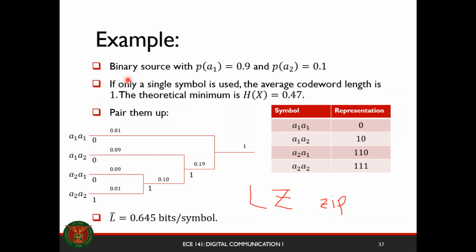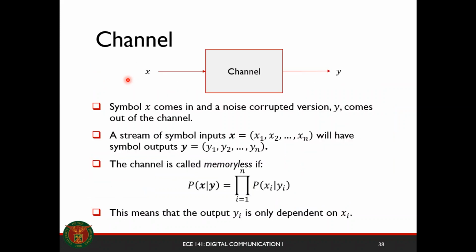Now, let's look at the case when we transmit our data through a channel. So now, noise comes in. Your symbol Y is a noise-corrupted version of the transmitted symbol X. If you have a stream of symbol inputs, vector x, you will have a stream of symbol outputs, vector y.